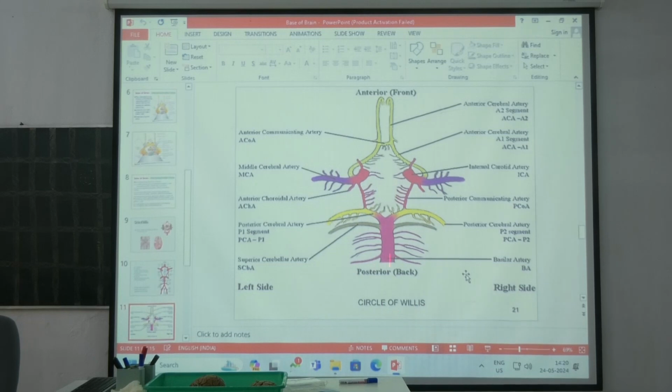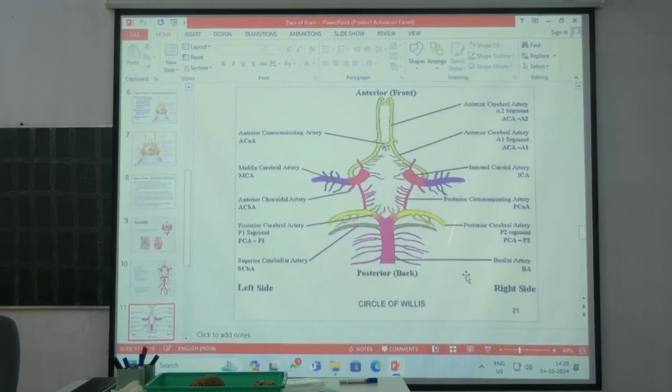This is the basilar artery giving branches, the posterior cerebral arteries. The posterior cerebral artery is connected with the middle cerebral, or you can say with the internal carotid, via this posterior communicating artery. Okay, so all these together form the circle of Willis.